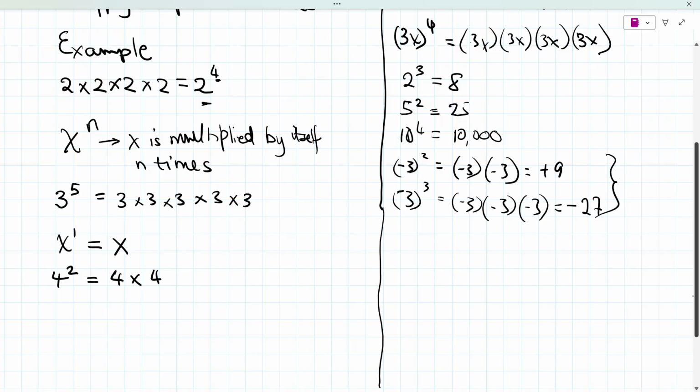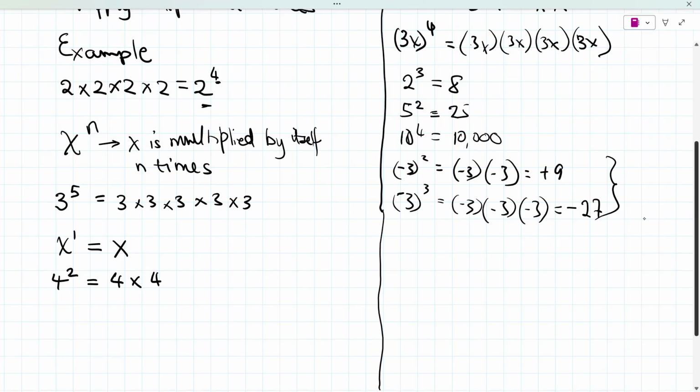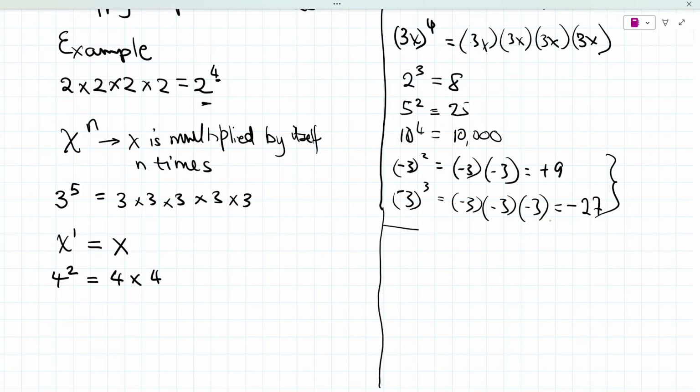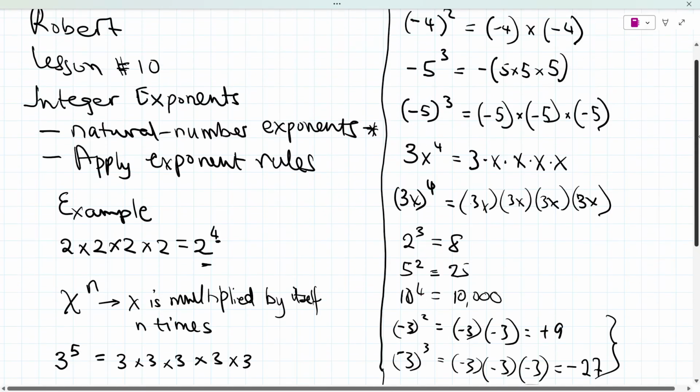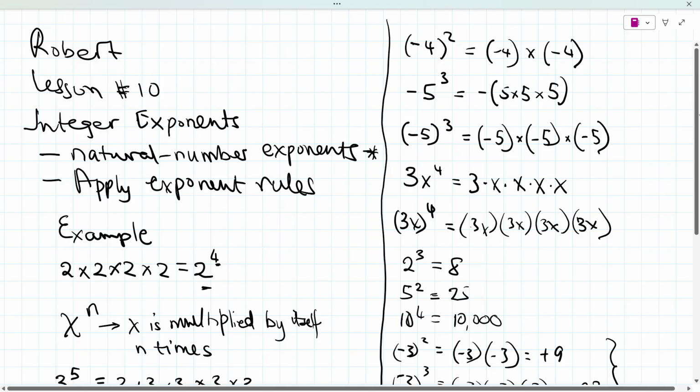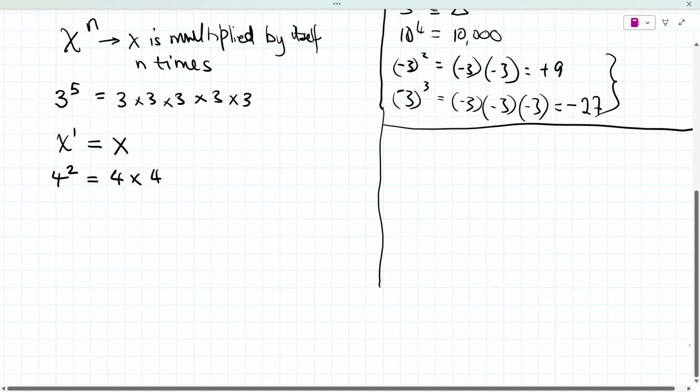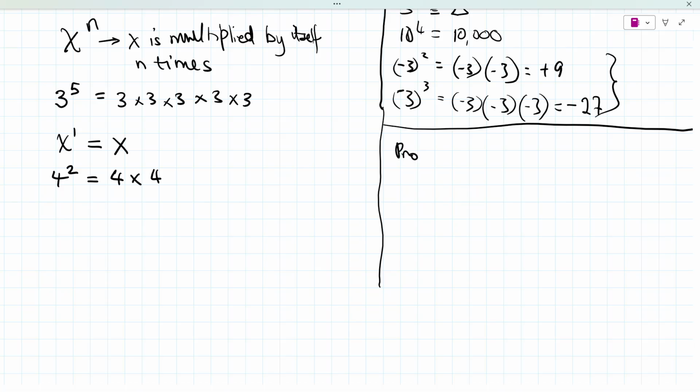All right. Let's look at the exponent rules. Now, let's look at the first rule. That's the product rule. That means multiplication.